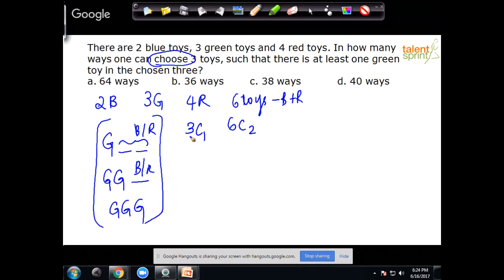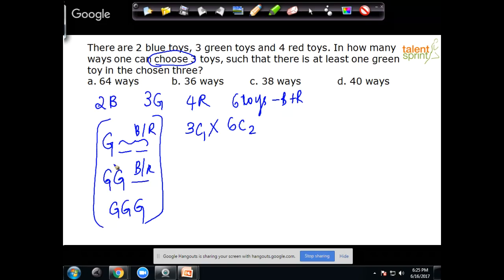Now put together, right? See again here, what are we using? We are going to use the concept of counting, correct? What does the counting principle say? I can choose 1 green ball in 3C1 ways and I can choose 2 other balls in 6C2 ways. So put together, in how many ways can I get this particular pattern? 3C1 into 6C2 ways. Correct? So this is the total number of ways in which I can get such an arrangement: 1 green and remaining is blue or red.